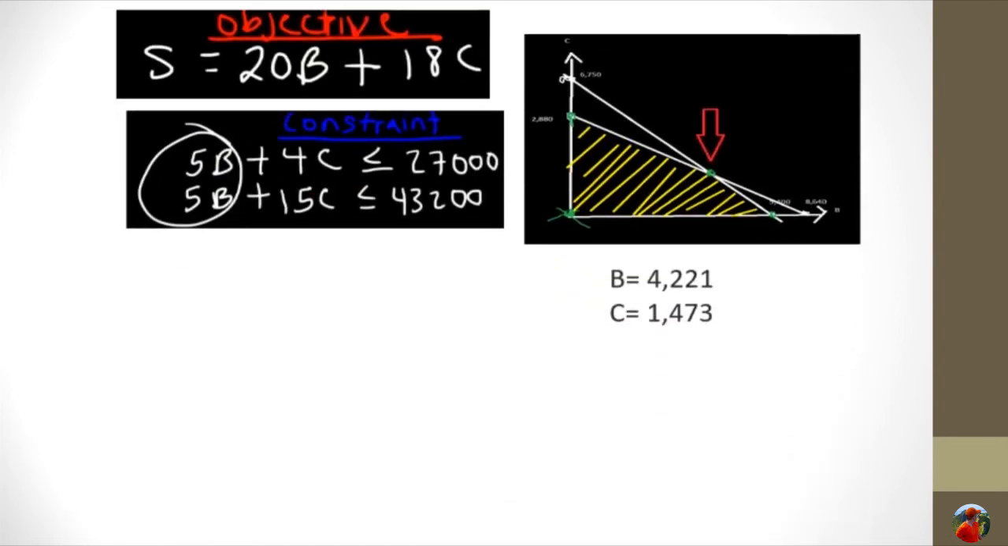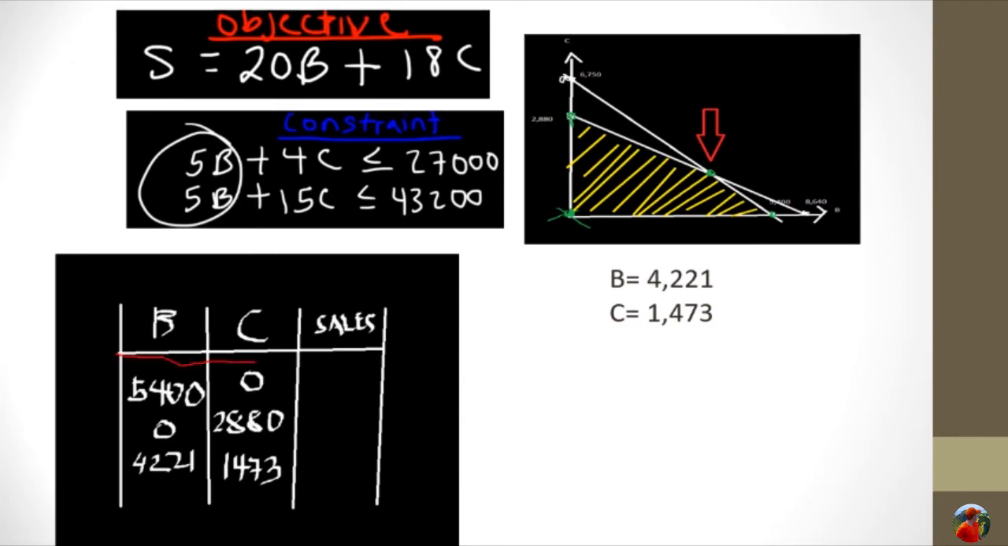Then c is equal to 1,473. So now that we have all the points of interest, let's make the table. We're going to have B, C, and sales. The maximum number of books that we can have is this x-intercept, which is 5,400 books with 0 calculators. This intercept tells us that we have 0 books but 2,880 calculators. And then finally, this point of intersection is 4,221 books and 1,473 calculators.